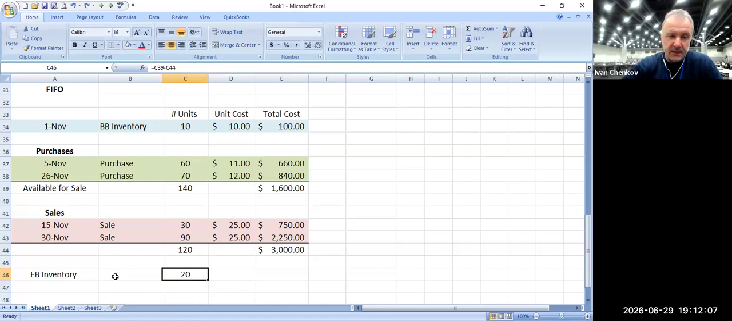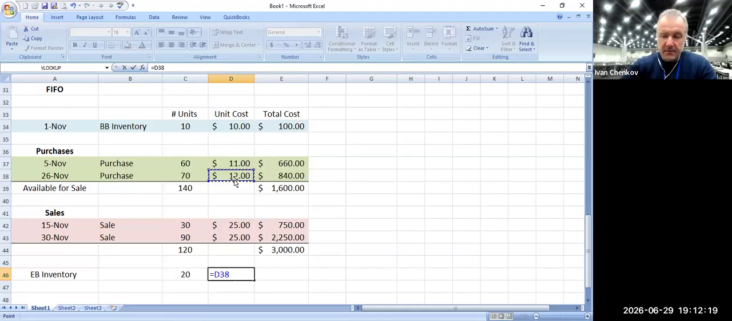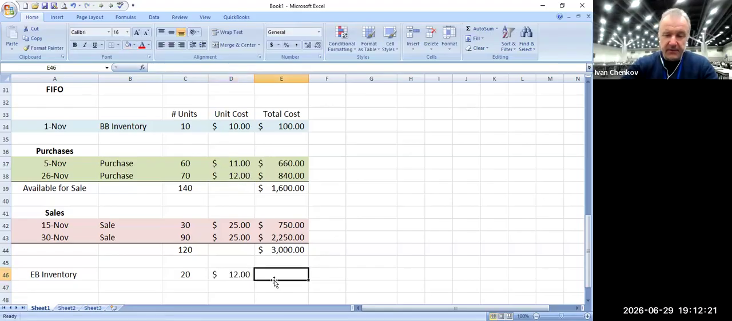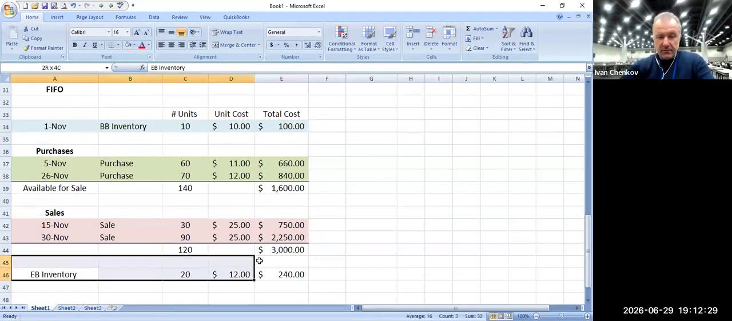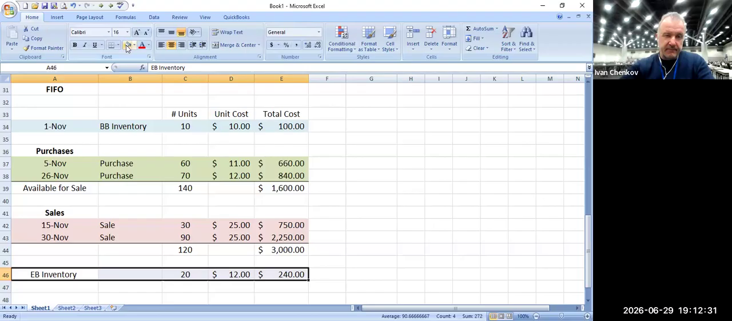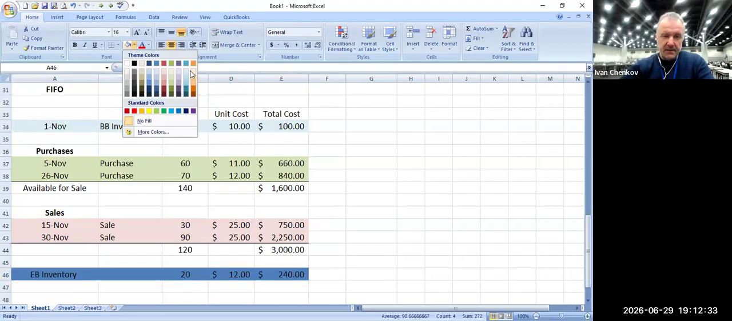We already calculated that our ending inventory has 20 units. And as we know, those 20 units come from the very last purchase, which is from November 26, and the cost for that purchase is $12 per unit. Our ending inventory is going to be 20 times $12. $240 is our ending inventory balance.